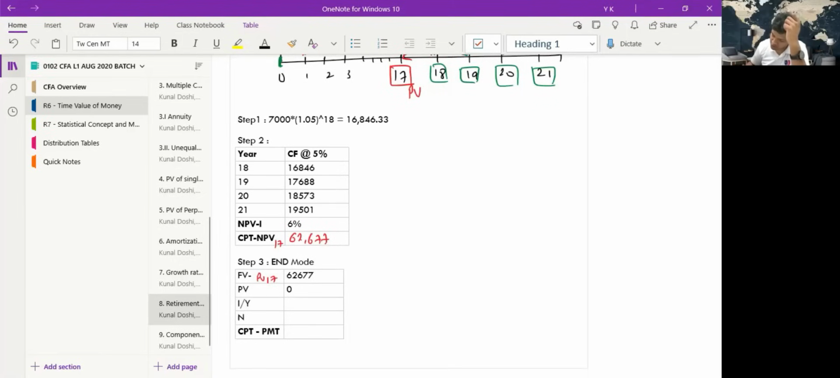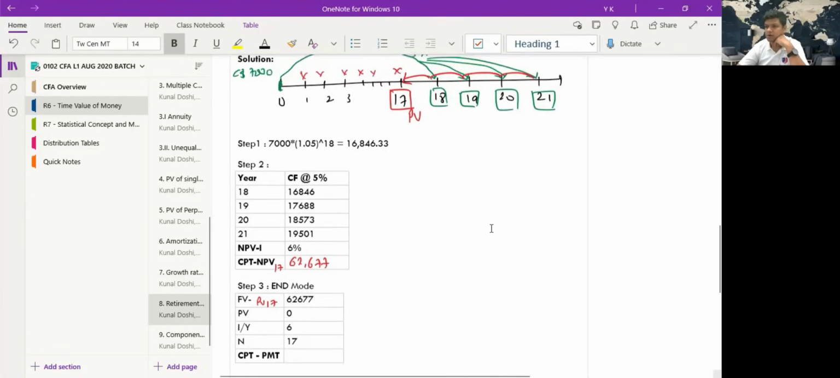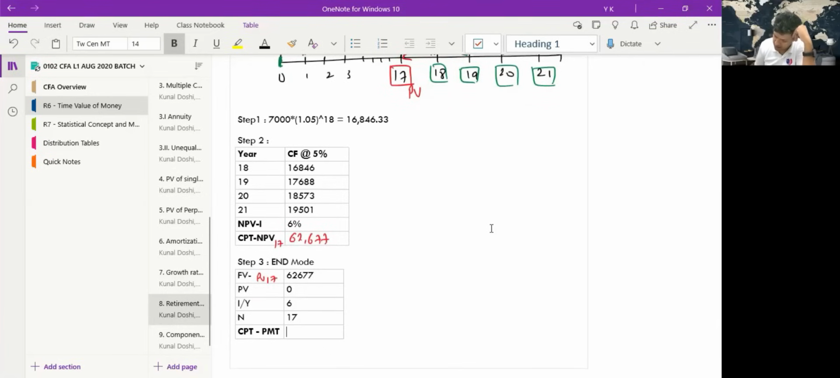Your I, very interesting. What is going to be your I? 6%. 5, 6 or 5? See, 6. Your costs are increasing at 5%, but your returns are at 6%. Okay, 6%. And how many such installments you are going to pay? 17. That will give you PMT, your annuities. So your FV is 62,677, PV is 0, I/Y is 6, N is 17, and your PMT is 221.57.